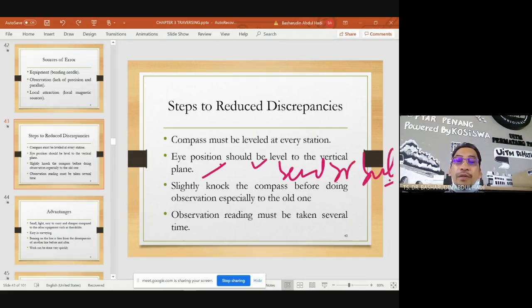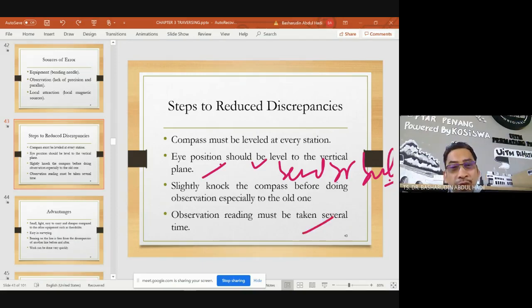Slightly knock the compass after doing observation, especially the old one. If your compass is 5 years and above, sometimes the needle gets stuck. So what you do is you knock, or in Malay we call it jentik, to make sure the needle is in rotation. And if the needle is not rotating, please tilt up, tilt down, to make sure the compass is in level condition.